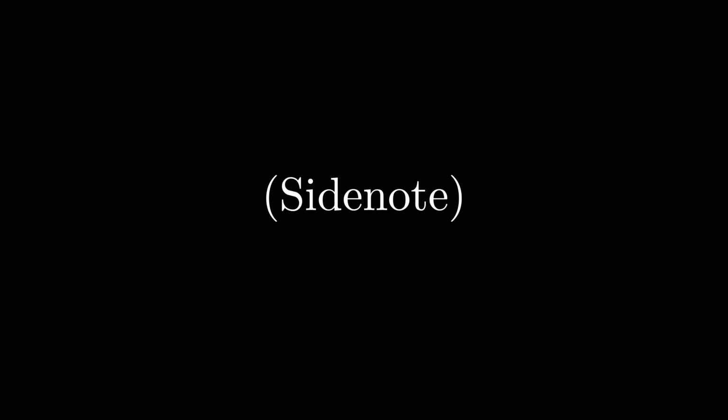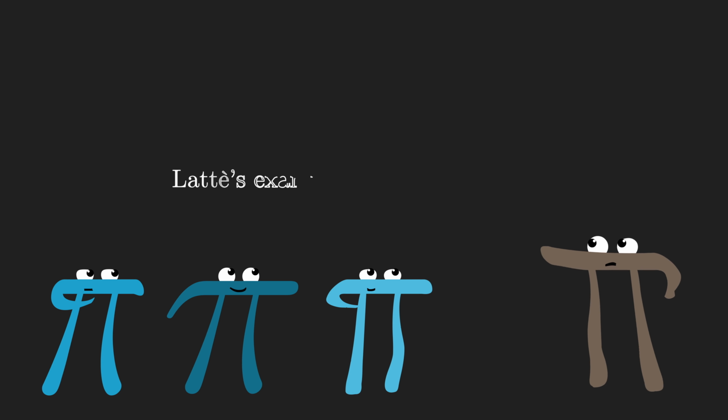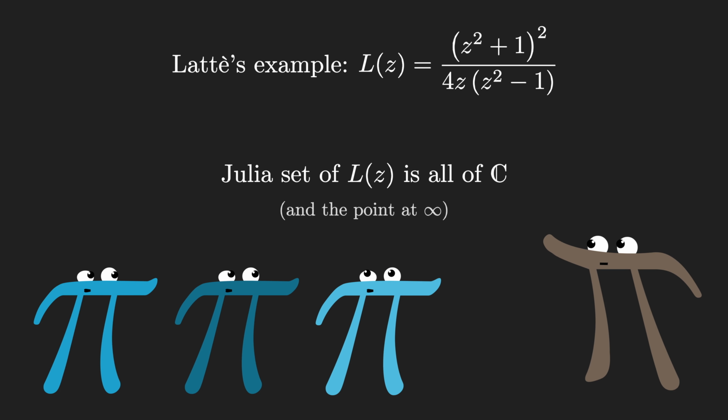I should also say, as a brief side note, that even though the pictures we've seen so far have a Julia set which has an area of 0, it's kind of the boundary between these regions, there are examples where the Julia set is the entire plane. Everything behaves chaotically, which is kind of wild.